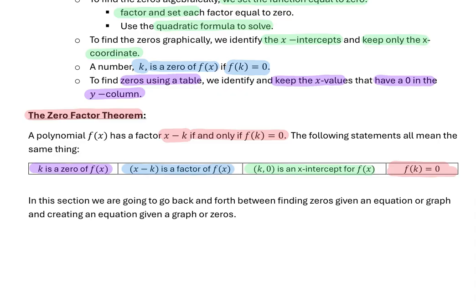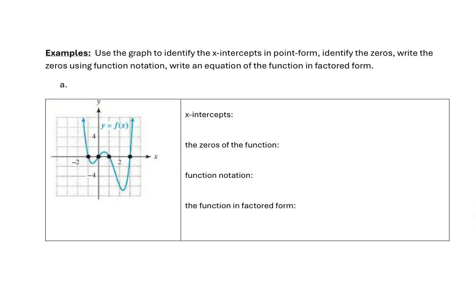All right, so in this section, we're going to go back and forth between finding zeros given an equation or a graph and creating an equation given a graph or zeros. Let's go ahead and practice going between these different notations before we get into real problems. All right, let's start with our first example. We are going to start with a graph, and we want to identify the x-intercepts.